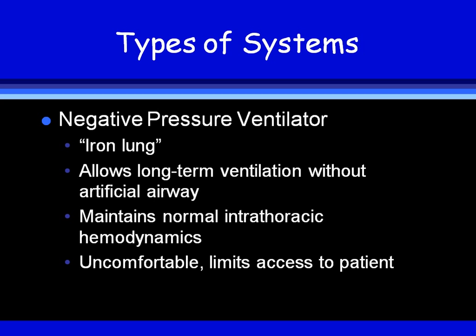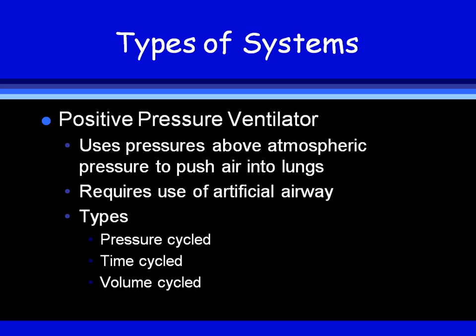For long-term ventilation, like I said, it's negative pressure, so it gives the normal intrathoracic hemodynamics. But the problem is you're just laying there all the time. That's it. With positive pressure, like I said, we're actually causing that pressure to go inward. And we need some kind of airway or adjunct to make that happen, whether it be a BVM, a King LT, or a tube, whatever our little monster of choice is.